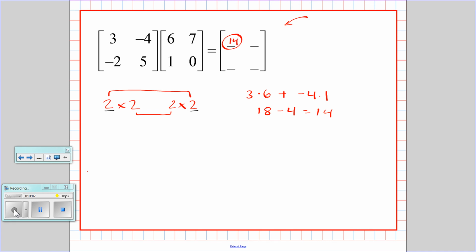All right, to get the top right answer blank, I'm going to do the top row times the right column. 3 times 7 plus negative 4 times 0, or 21 plus 0.